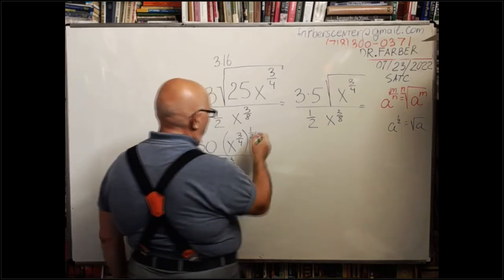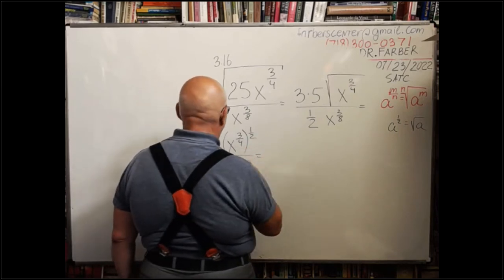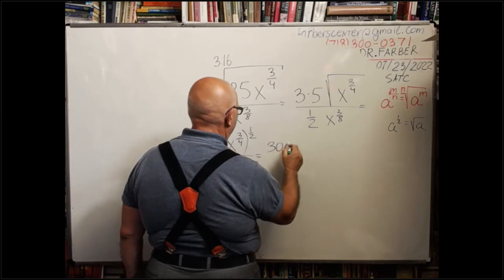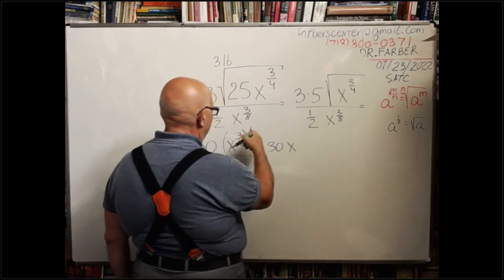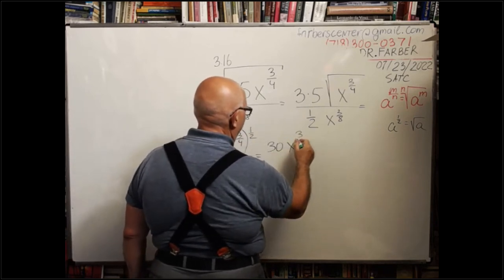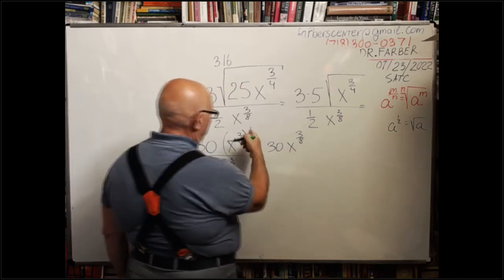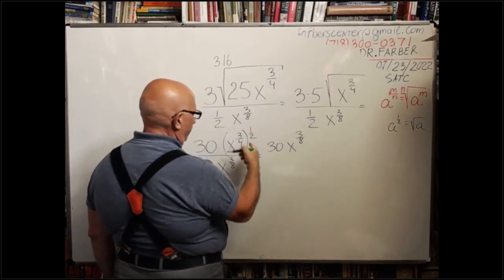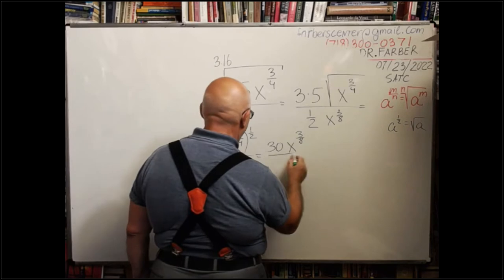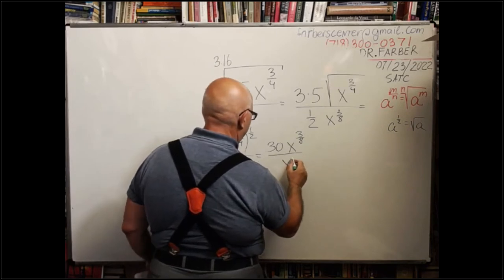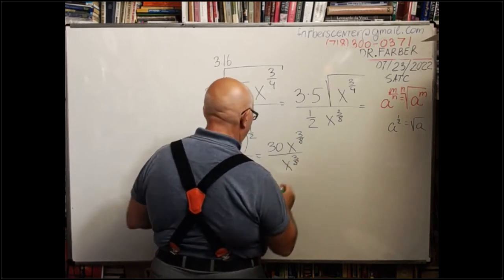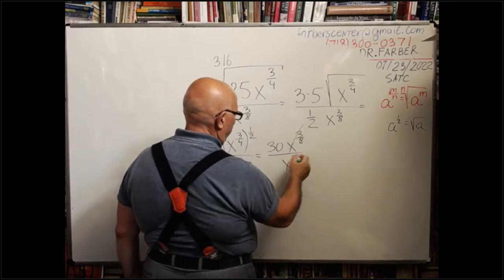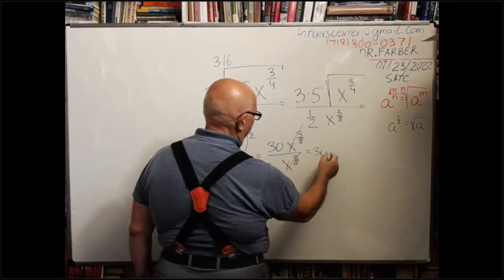Now, power to power, you multiply. You have x to the power 1 times 3 over 8, because we multiply this fraction, divided by x to the power 3 over 8. Now cancel all this and this, it will be 30.